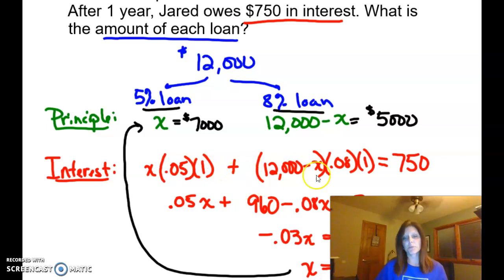But I've got total interest of $750, so I'm going to add a certain amount. I'm going to add the interest from the other account. So once again, I ask, what's the principal? How much have we borrowed? It's this expression, 12,000 minus X. The rate, well, underneath here I see this is the 8% account, so I turn that into 0.08, and it's still for a year, equals 750.